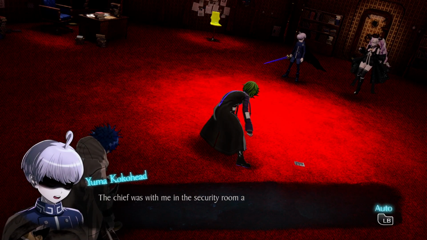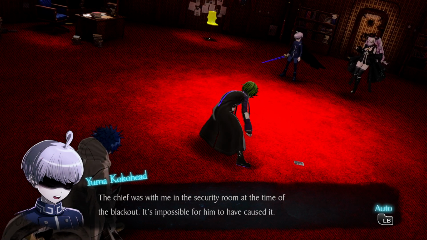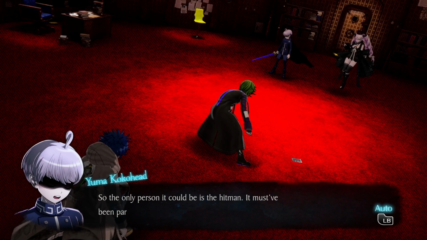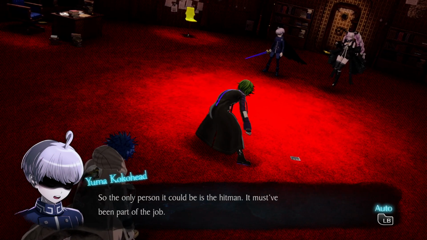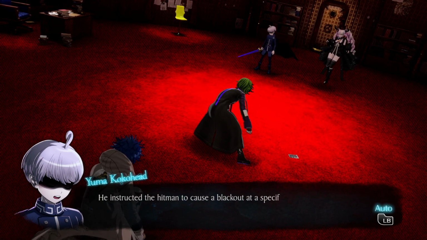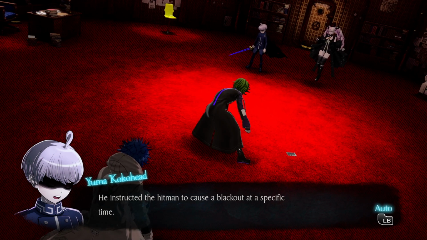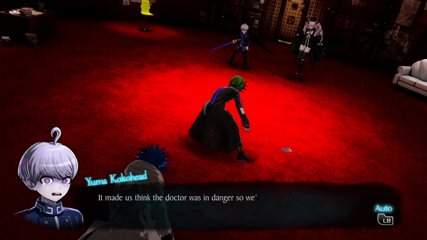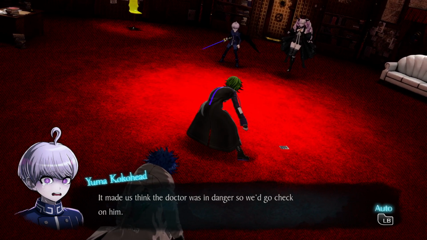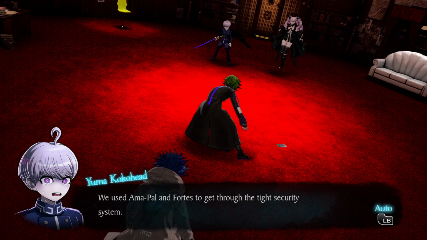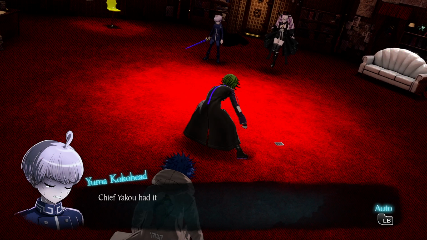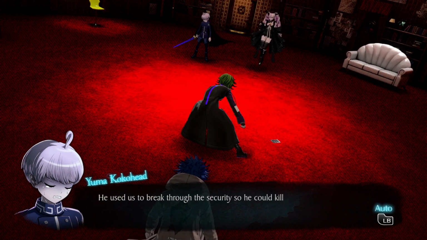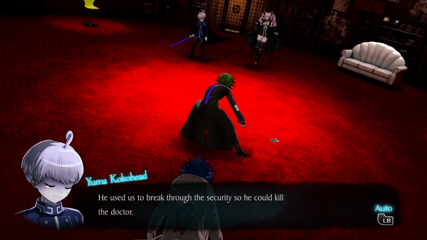The chief was with me in the security room at the time of the blackout. It's impossible for him to have caused it. So the only person it could be is the hitman. It must have been part of the job. He instructed the hitman to cause a blackout at a specific time. But why? It made us think the doctor was in danger, so we'd go check on him. We used Amapal and Fortes to get through the tight security system. Chief Yako had it all planned out from the start. He used us to break through the security so he could kill the doctor.